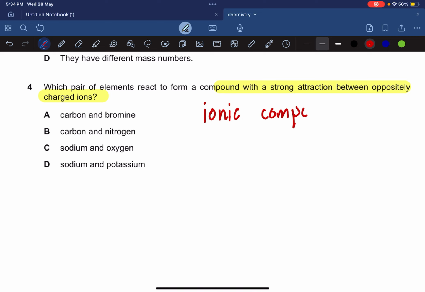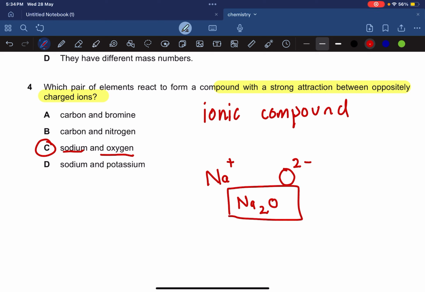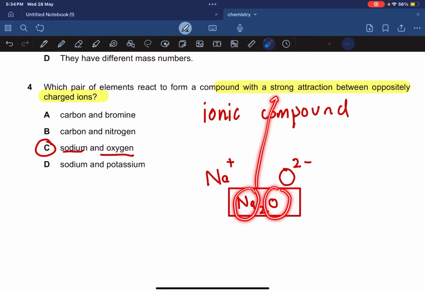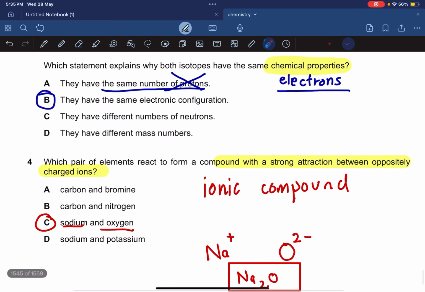So to make an ionic compound, I simply need sodium and oxygen. Sodium is going to form sodium ions, which are going to be Na+. Oxygen is going to form oxide ions, which is O2-, and that's going to form Na2O, which is going to be sodium oxide, and there's going to be electrostatic forces of attraction between sodium and oxide ions, and since this is positively charged, this is negatively charged, they're oppositely charged, so we are fulfilling all the statements. All the rest, either they are both metals or they're both non-metals.